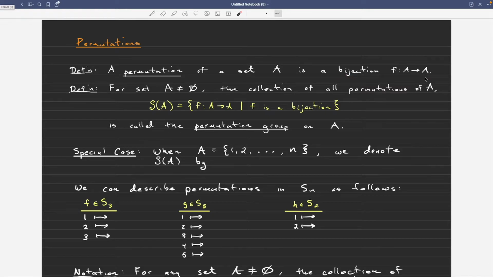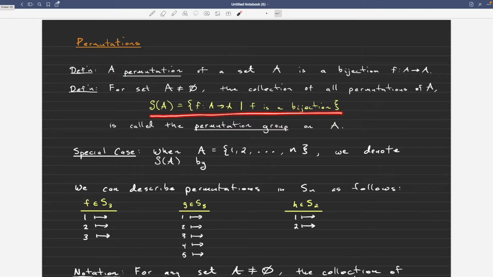That analogy makes a lot more sense whenever the set A is a finite set, but this definition applies to any old set, could be infinite or whatever. Now, if you start with a non-empty set and you look at all of the permutations of A, we give that set this notation script S of A.